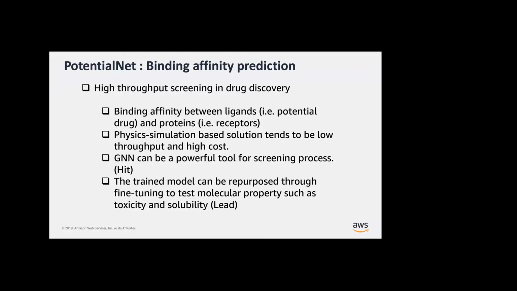And then there are physics models, like simulation software. However, these software licenses tend to be very expensive and the throughput is not high. So the customer is seeking another option, a much more scalable solution.